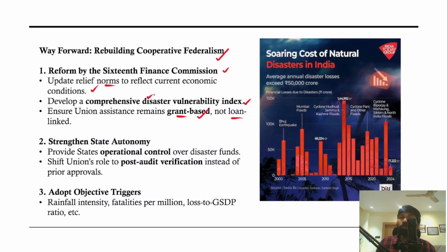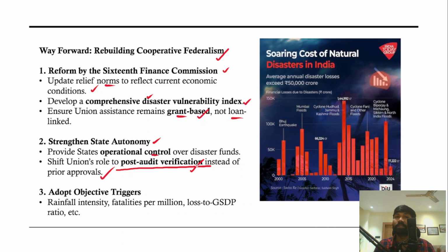And then there is also a need to develop a comprehensive disaster vulnerability index. And apart from that, why don't we strengthen the states' autonomy to deal with these disasters on their own? Right? For that purpose, provide the states operational control over these disaster funds so that the states can better manage these disasters. States can also ensure that vulnerability is reduced. The best example is how Odisha went from being a cyclone-prone, cyclone-vulnerable area to a cyclone-resilient state. Now, shift the union's role to post-audit verification instead of prior approvals. For example, if the central government has been giving funds to the state governments for the recovery from these disasters, why doesn't the central government go for audit verification?